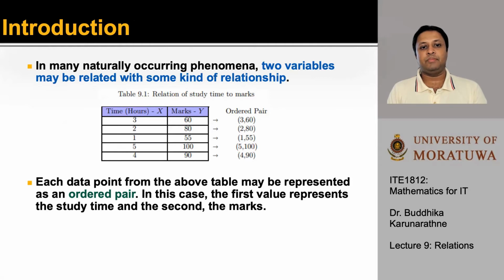So here on this Table 9.1, you have a relationship between time spent and the marks obtained for a certain subject. So there can be a variable number of hours: 3 hours and 60 marks, 2 hours and 80 marks, and so on. Each data point from the above table may be represented as an ordered pair. In this case, the first value represents the study time and the second value represents the marks.